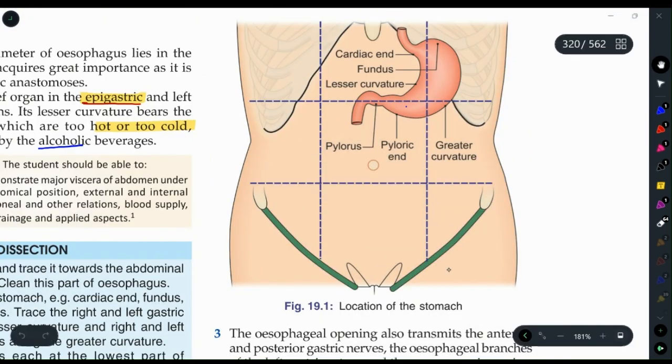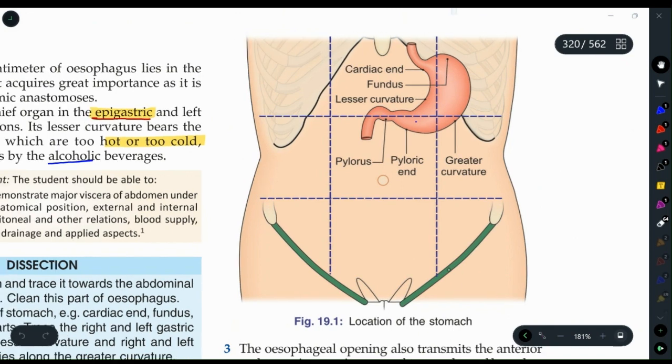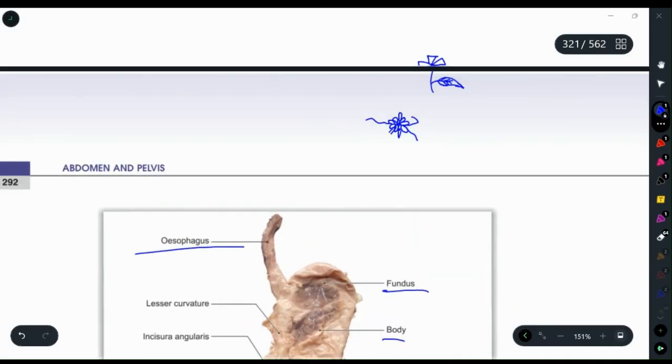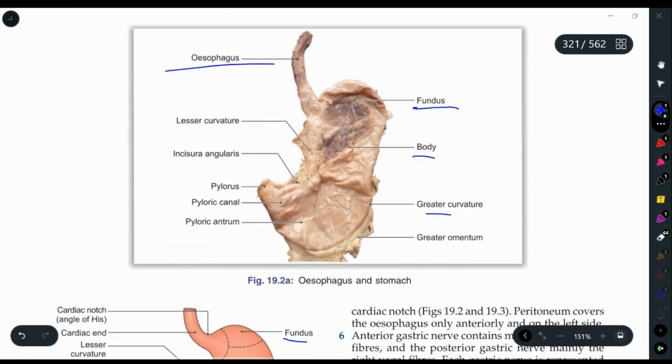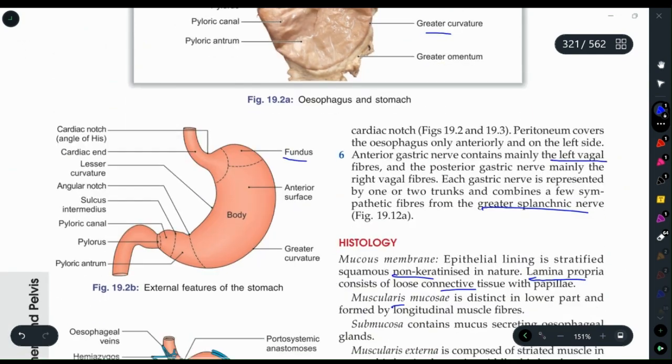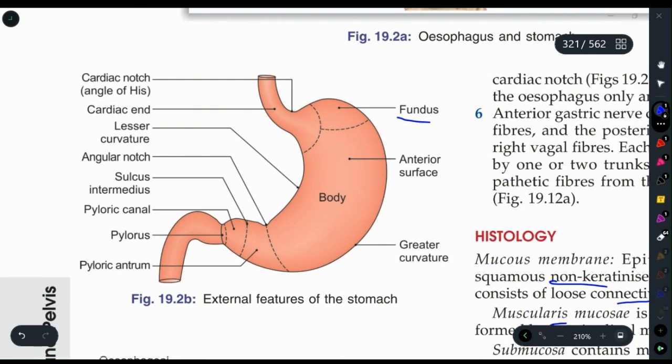So, this is the transpyloric plane which is passing through it. This is the transpyloric plane. First of all, we will move towards this part. This is a distended stomach, as seen. First of all, we will write the external features and draw this diagram.